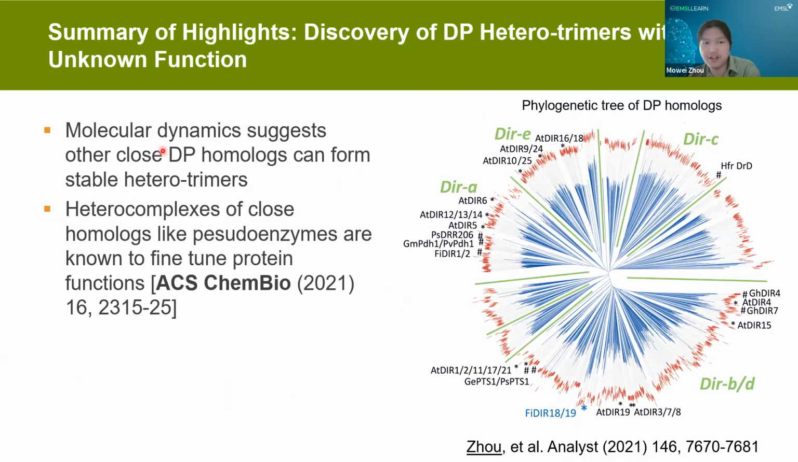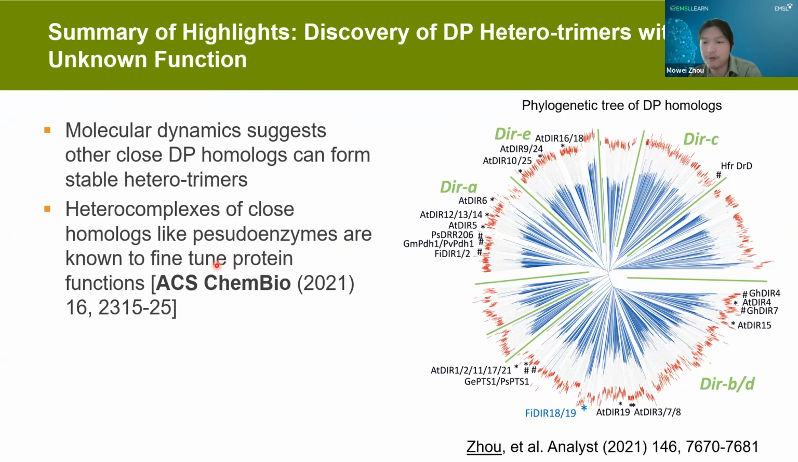We also did some molecular dynamic simulations of Arabidopsis different protein homologs to show that this heterocomplex formation may be more universal than just the one we detected in the experiment. We still don't know what the function of those hetero associations is, but it is known that some of the heterocomplexes formed between protein homologs, for example, some pseudoenzymes, are known to fine-tune the protein function because you have basically 2 protein homologs with slightly different function, or even sometimes very different functions. If you form the heterocomplex, the complex will have a tunable function depending on how you mix them.